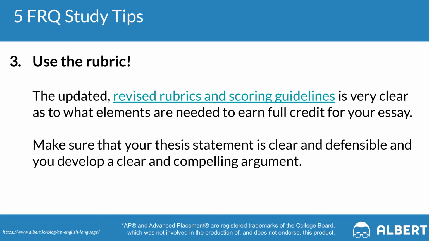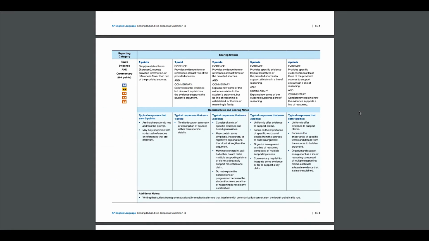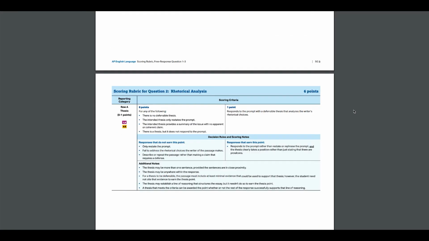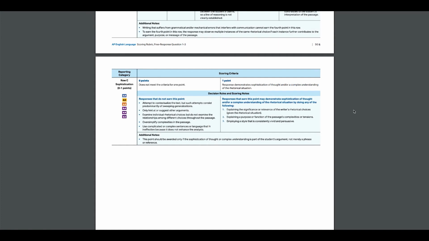Tip 3 is to make sure that you use the rubric. Understand and master what the reader is looking for from your essay. It's really important that you have a clear and defensible thesis in every single essay you write for AP English Language. It's also really important that you include things like specific evidence and commentary that support your thesis. You also need to make sure that you're making a clear and compelling argument.